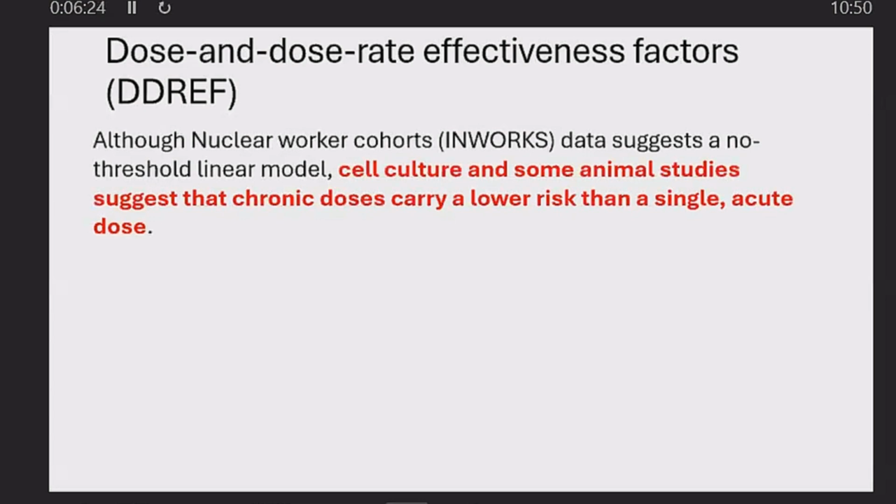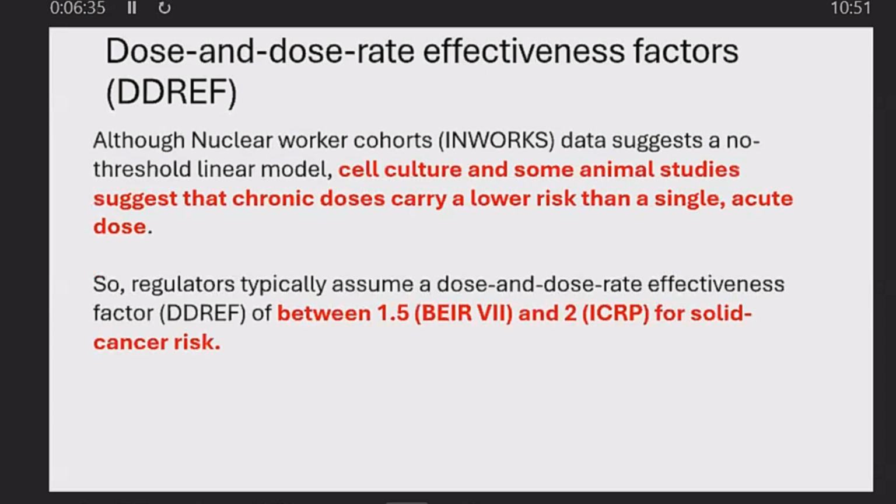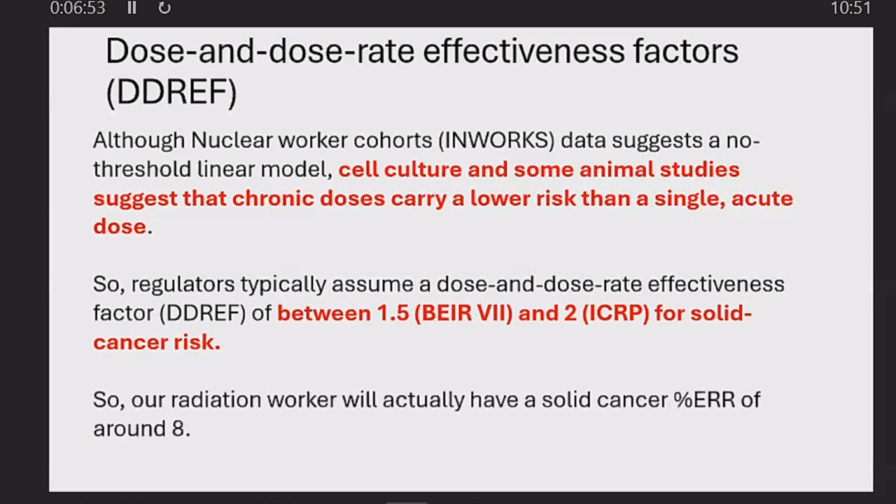So although nuclear worker cohort data suggests it's a no threshold linear model, cell culture and some animal studies suggest that chronic doses carry a lower risk than a single acute dose. So regulators typically assume a dose and dose rate effectiveness factor of between 1.5 and 2 for solid cancer risk. So we basically divide that risk in half for chronic doses. So our radiation worker, according to the ICRP, will have a solid cancer percent ERR of around 8.